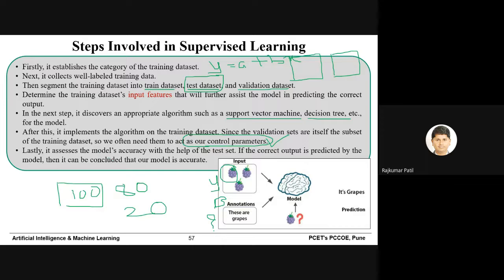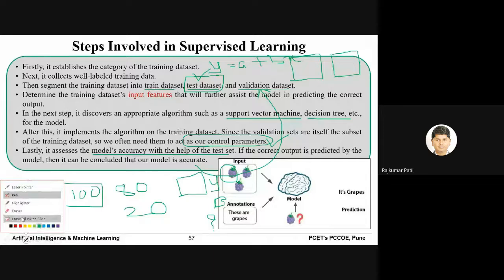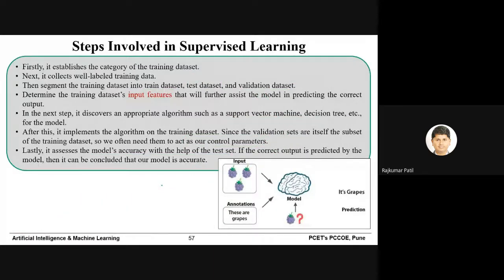Then as I mentioned, once your model is ready, you need to test it for its accuracy. The accuracy of the model could be 90%, it could be 95%, or it could be anything. If the correct output is predicted by the model, then it can be concluded that our model is accurate. Then we will go for the validation by providing some unknown input. So any question related to supervised learning, especially related to the test steps?